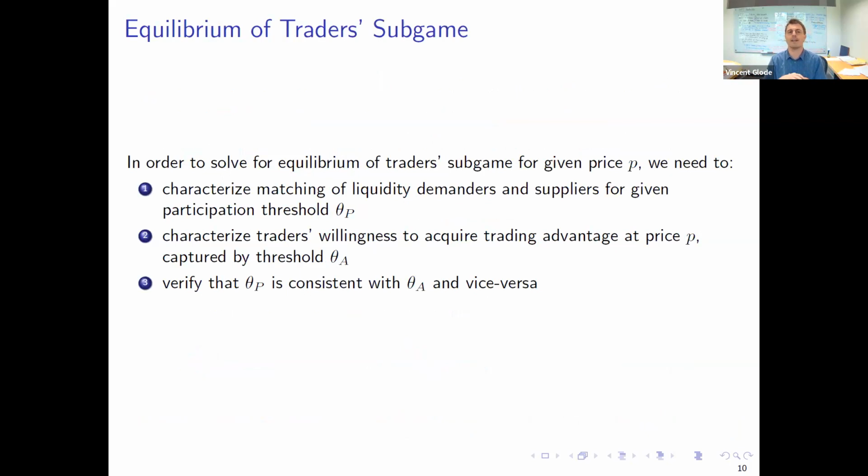So now let's solve for an equilibrium to the traders' subgame. For a given P, we need to characterize a matching of liquidity demanders and suppliers for a given participation threshold. We need to characterize the traders' willingness to acquire the trading advantage captured by theta A. And then we need to verify that the participation decisions and the acquisition decisions are consistent in equilibrium.